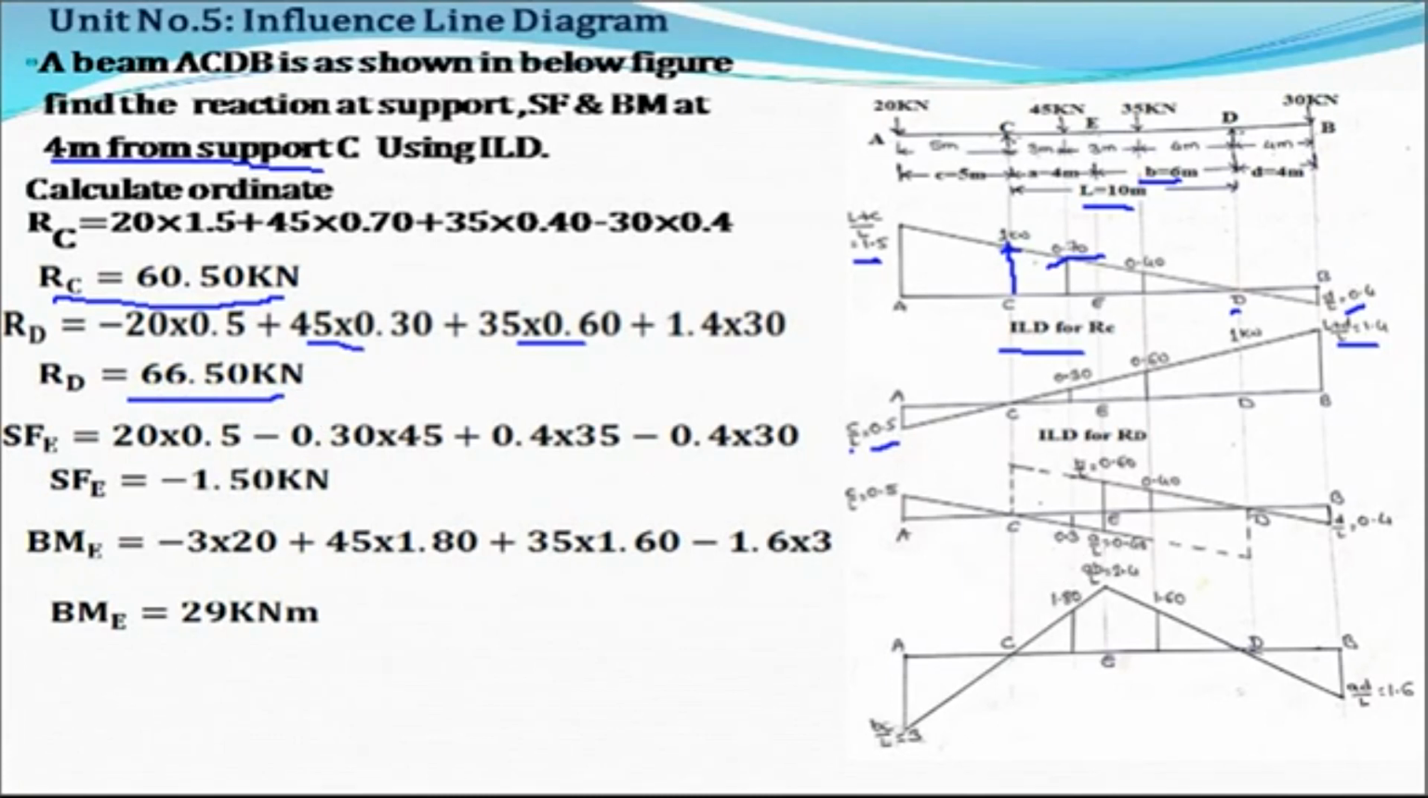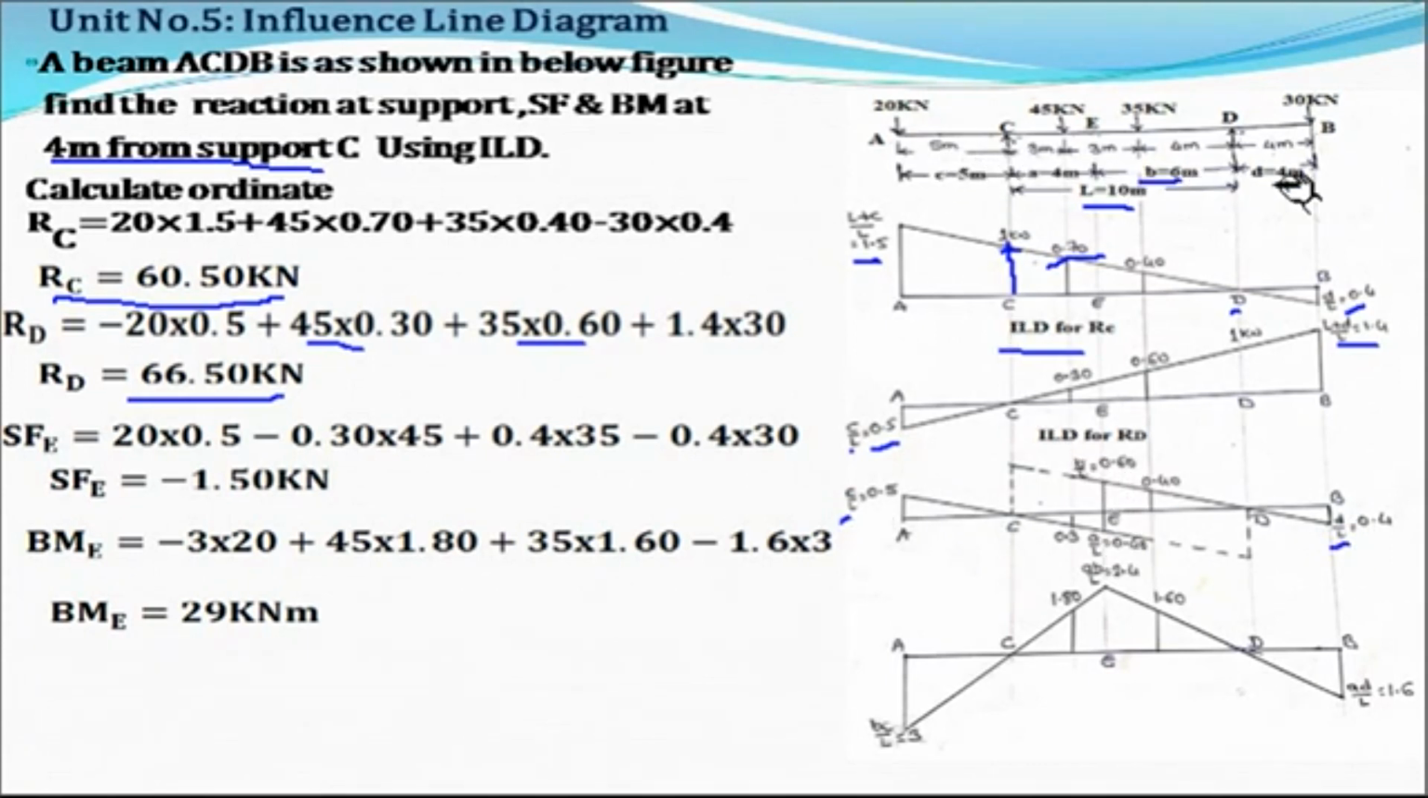Now next you have to find out shear force at the given section E. Draw the influence line diagram for shear force at E. First draw for the simply supported, then extend for the overhang portion. This value we know C by L, this is D by L, here the value is A by L, here it is B by L.